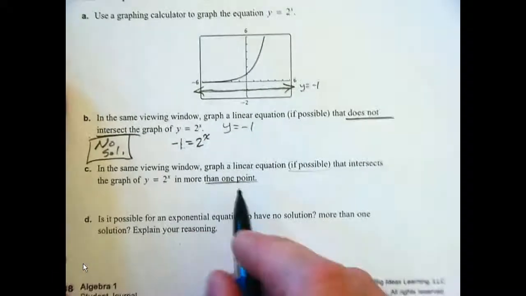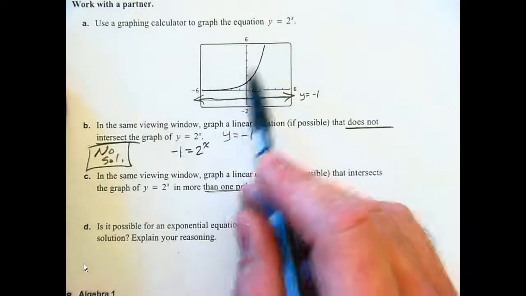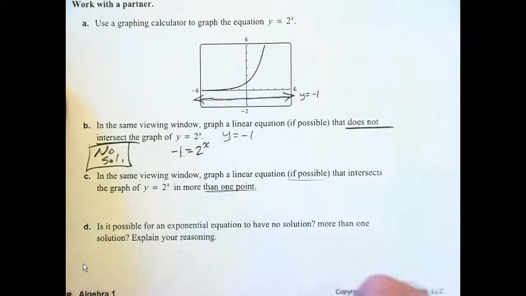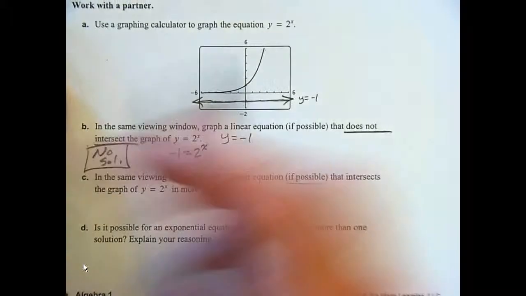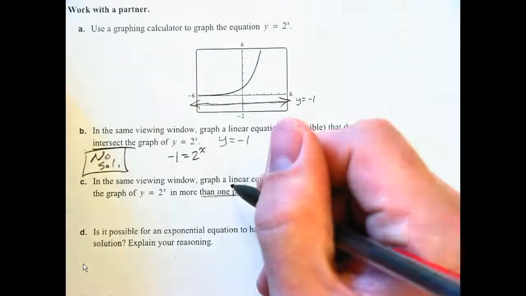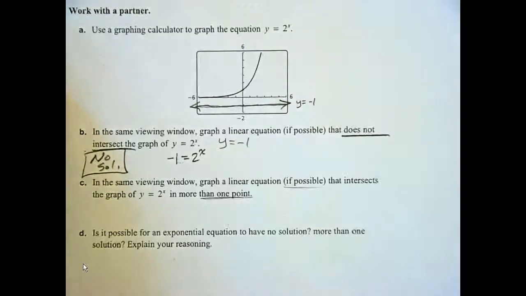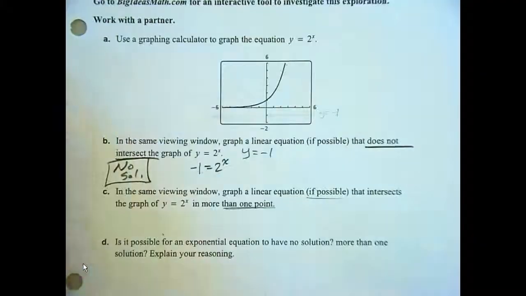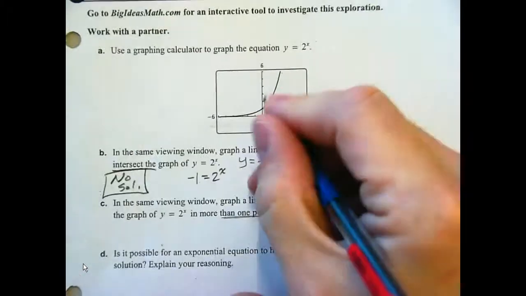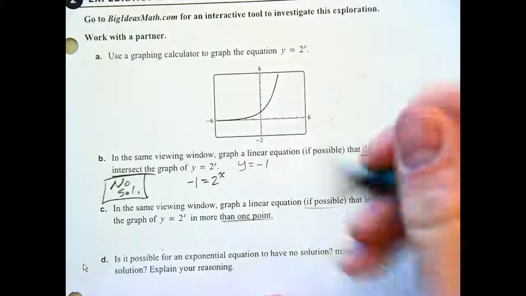In the same viewing window, is there a way to draw a line that will intersect this graph twice? Yes. Anyone figure that out? If it's y equals -2 to the x power, it'll split at the same point. Oh, but it's got to be a line. So you did a curve. We just want a straight line. Jillian? Y equals 0.2x plus 2, or x plus 1, I guess. Same thing. Okay, it could be y equals 0.2x plus 2.